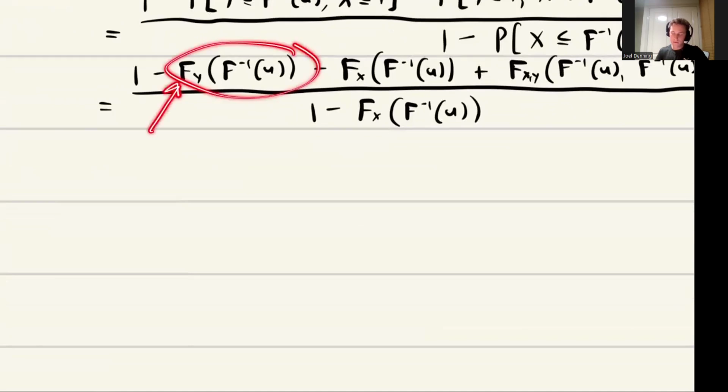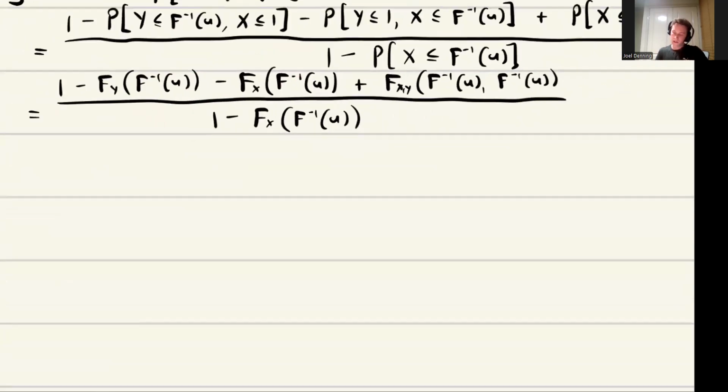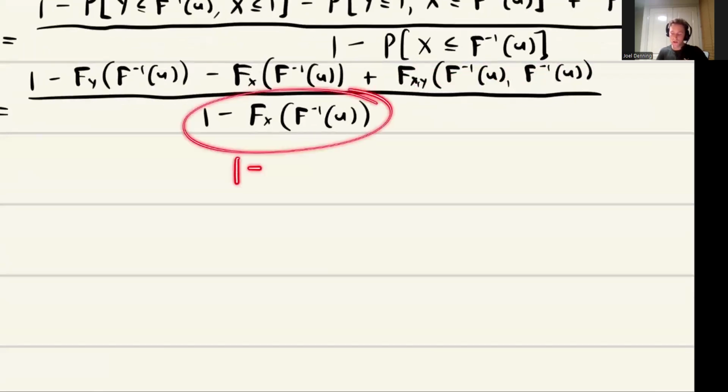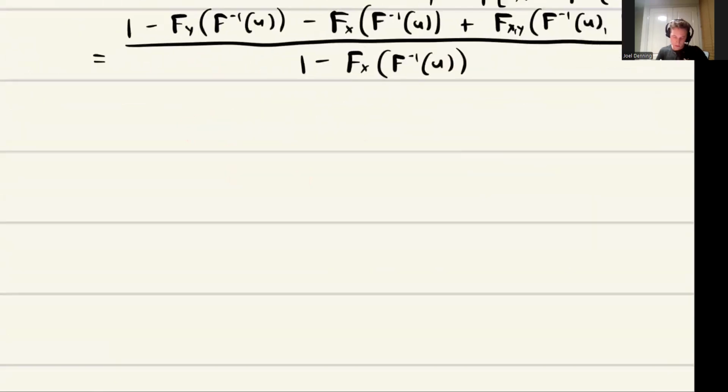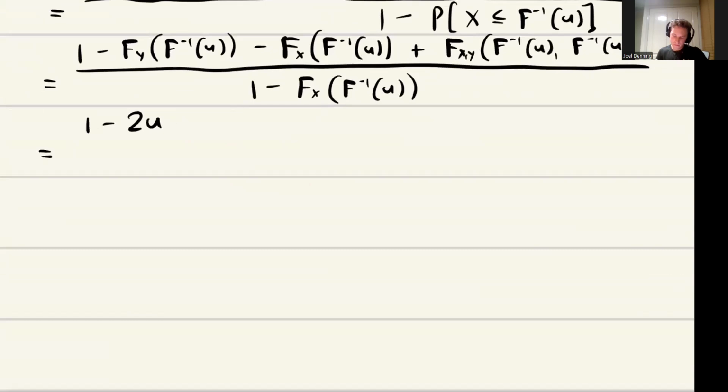So if you apply a function and then its inverse inside, that's just going to undo itself and you're just going to get the argument out. So you're going to get 1 minus u here, and then still this CDF, this joint CDF. And then on the bottom also, you're going to get 1 minus u. So next, we're going to get 1 minus 2u plus F of x, y.